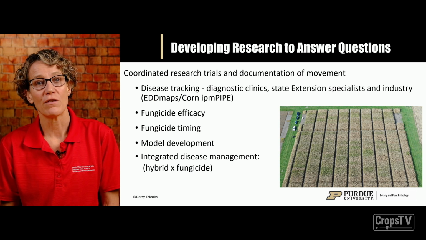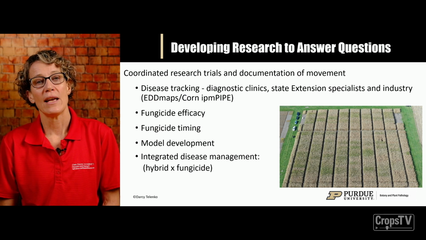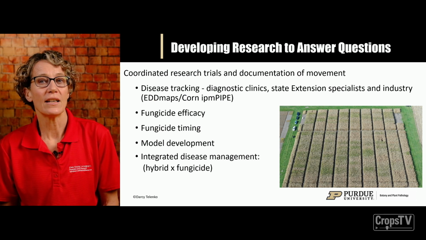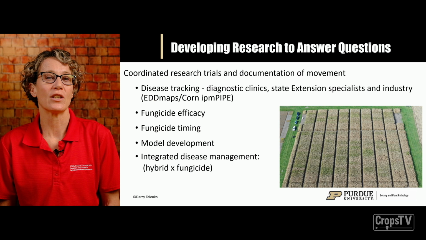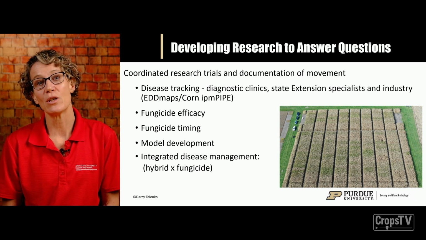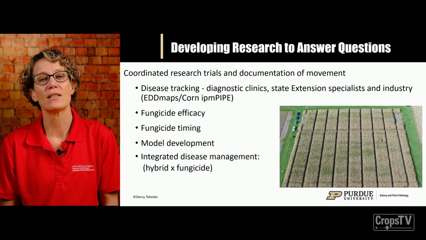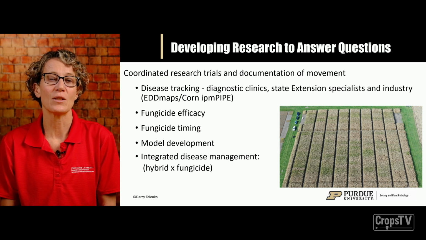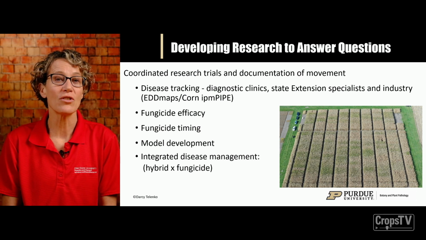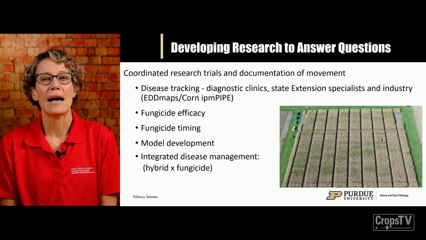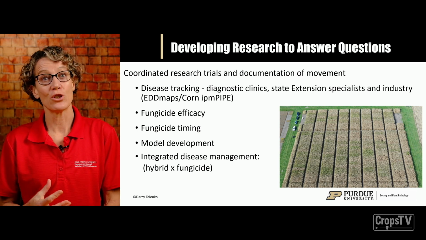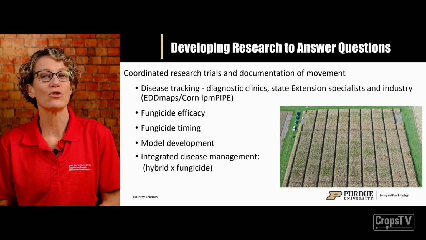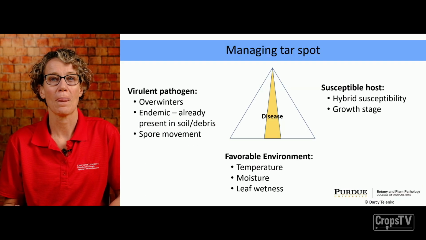We have trials looking at fungicide timing. We have trials that are looking at model development, and then we're also looking at integrated disease management. For example, resistant hybrids with or without a fungicide. How does that help manage the disease? And Iowa State takes part in most of these trials, all of these trials, and unfortunately, we just haven't had enough disease in those trials yet to be able to contribute data.